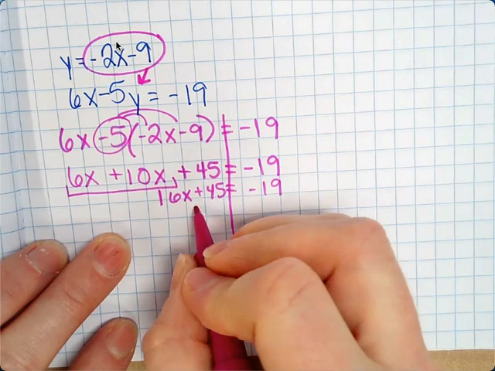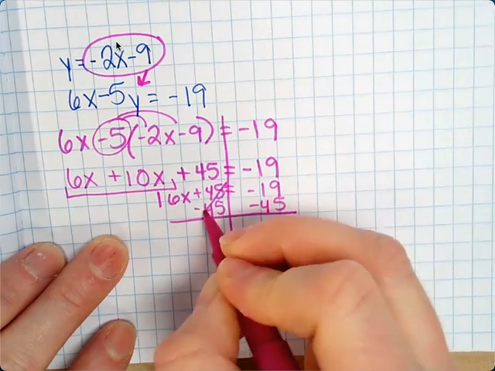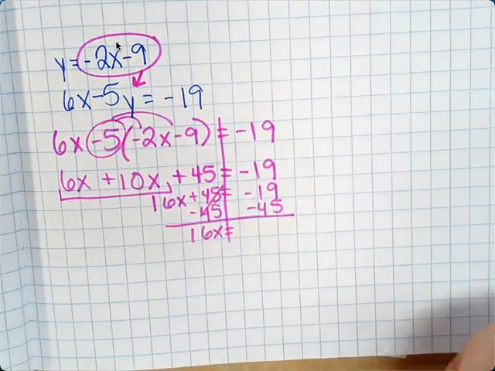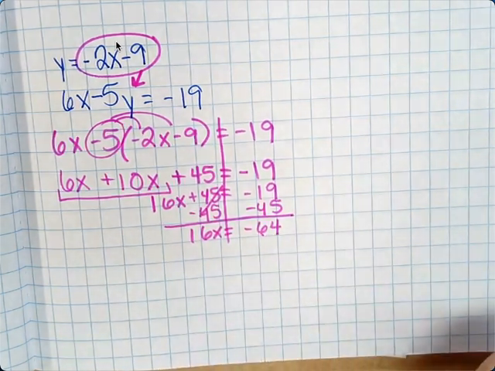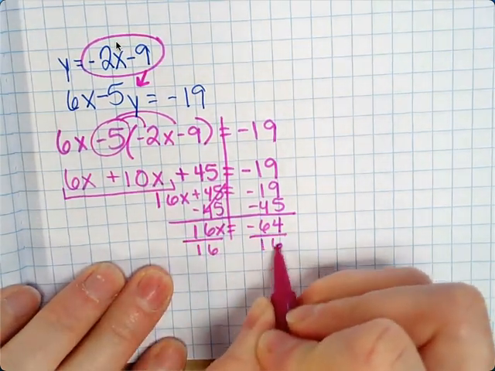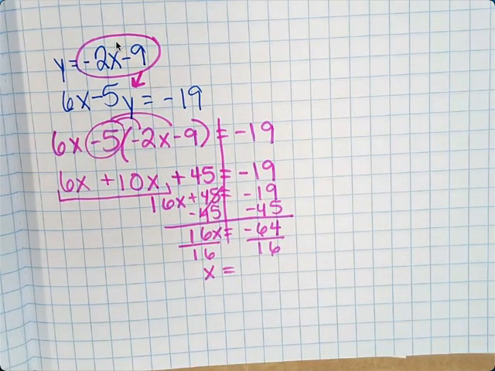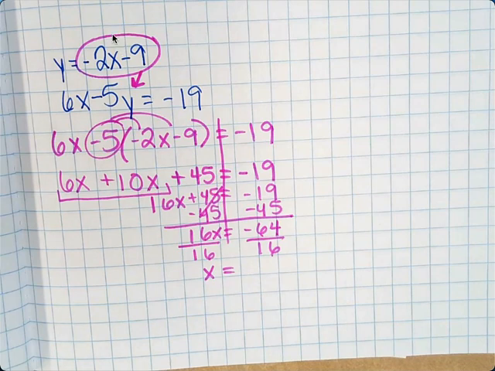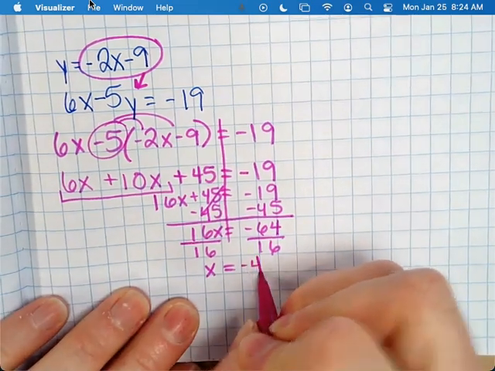Okay, and then we would subtract 45. Negative 19 and negative 45, negative 64. Divide by 16. -4. So it'd be a negative. Put the negative. X equals -4.